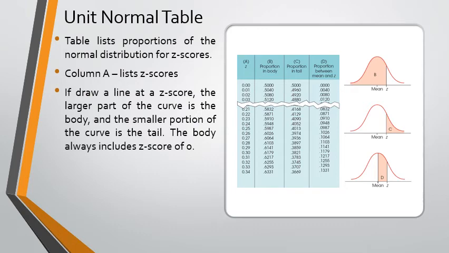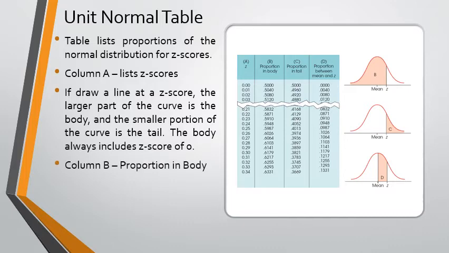If you draw a line at a particular z-score, remember the larger part of the curve is the body, and the smaller part of the curve is the tail. And the body side always includes a z-score of 0 or where the mean is located. So we'll talk more about that in a little bit.